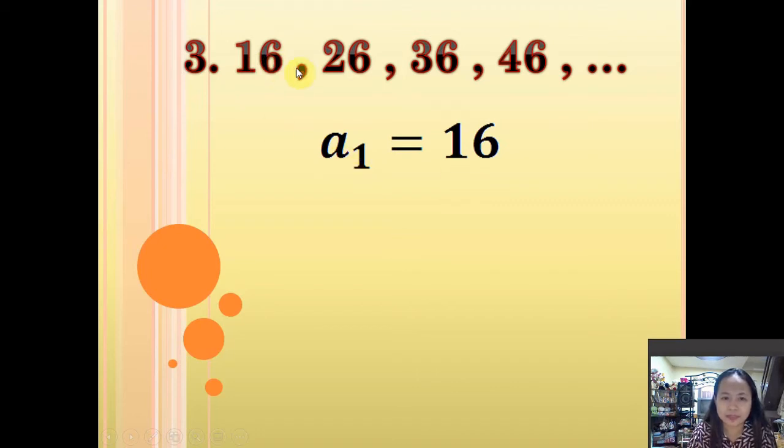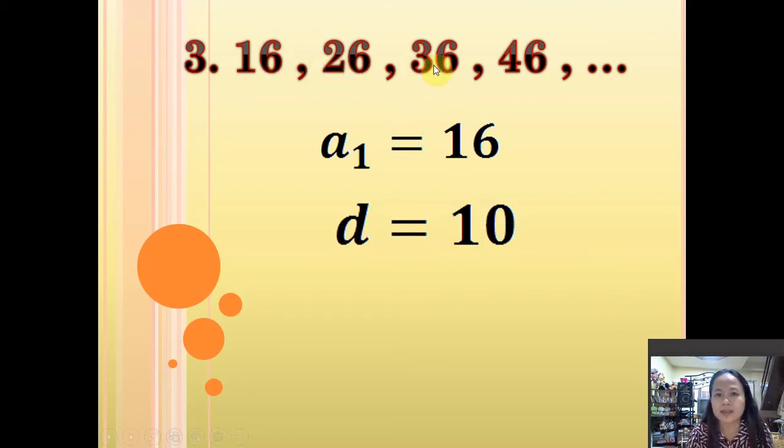Common difference. 26 minus 16, that's 10. 36 minus 26, that's also 10. 46 minus 36, that's also 10. So therefore, our common difference is 10. Simply subtract the first term from the second term, the second term from the third term, and the third term from the fourth term. That is how to get the common difference. And that is denoted by D.